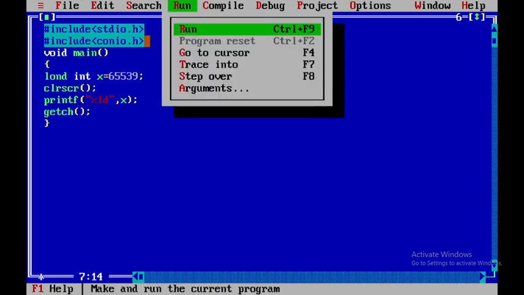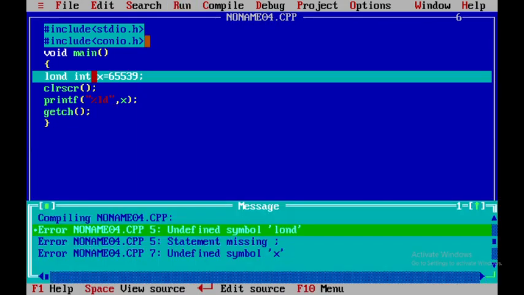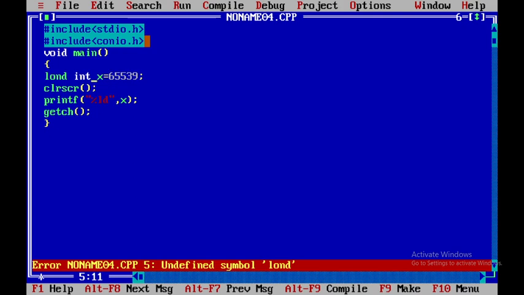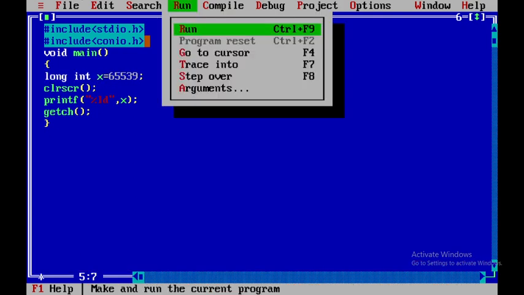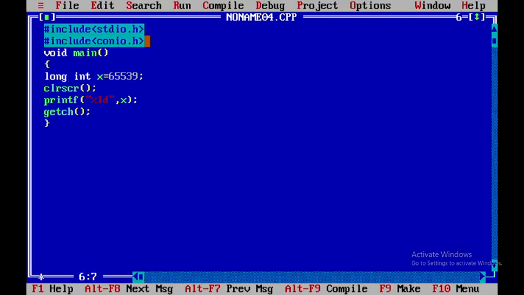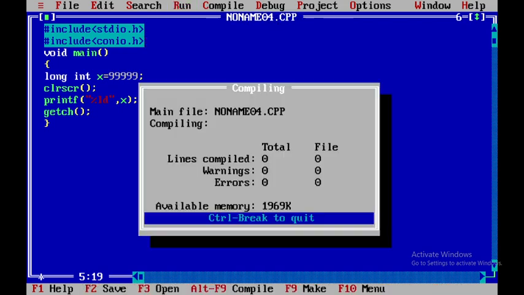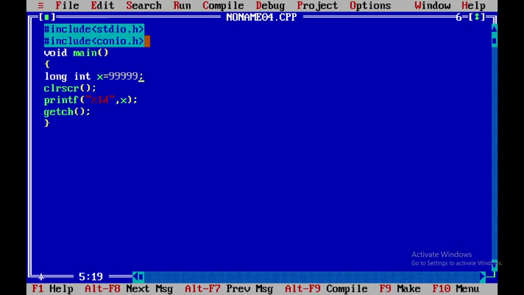Now you can see you can print up to 2 raised to 32. So it's a very large number you can store now. Say you can store 9999, okay, you can easily store this number. So this is all about the integer constant.